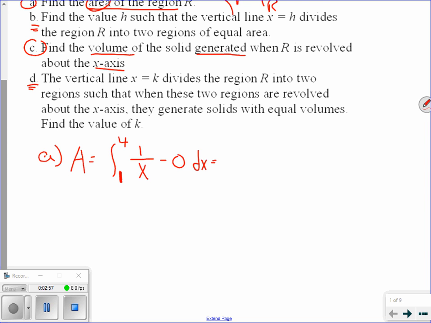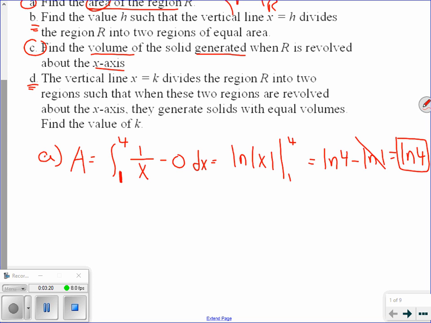That's not a terrible thing to integrate. Just a little review here, the integration of 1 over x is the ln absolute value of x, evaluated from 1 to 4. So this is simply the ln of 4 minus the ln of 1, and the ln of 1 is 0, so this is simply ln of 4. So this is a review of finding area underneath the curve. But it's part C that I want to spend a little bit more time on.